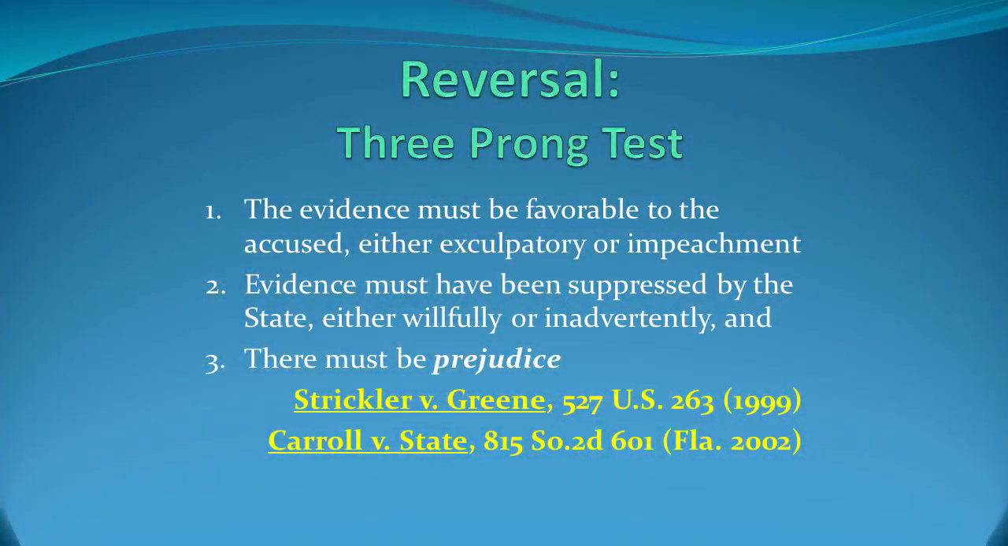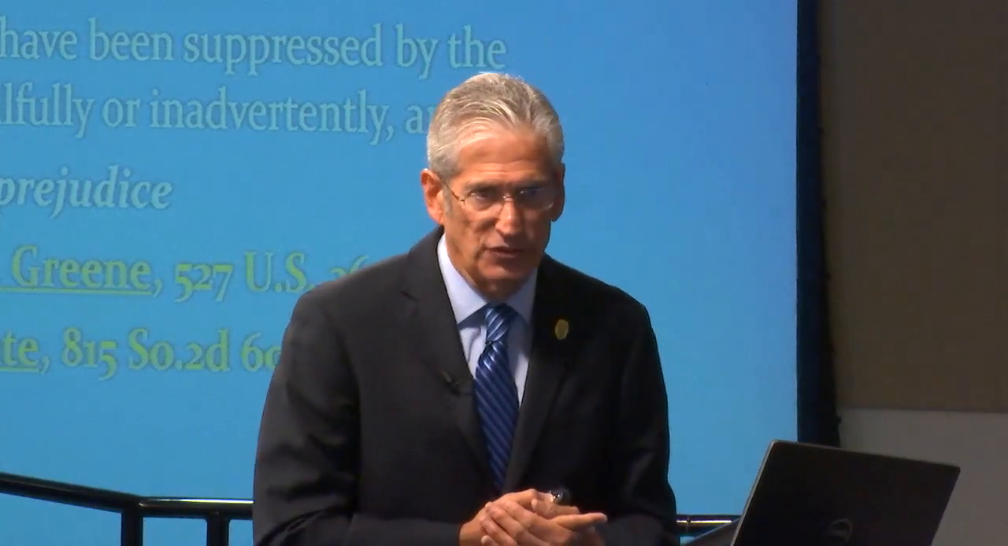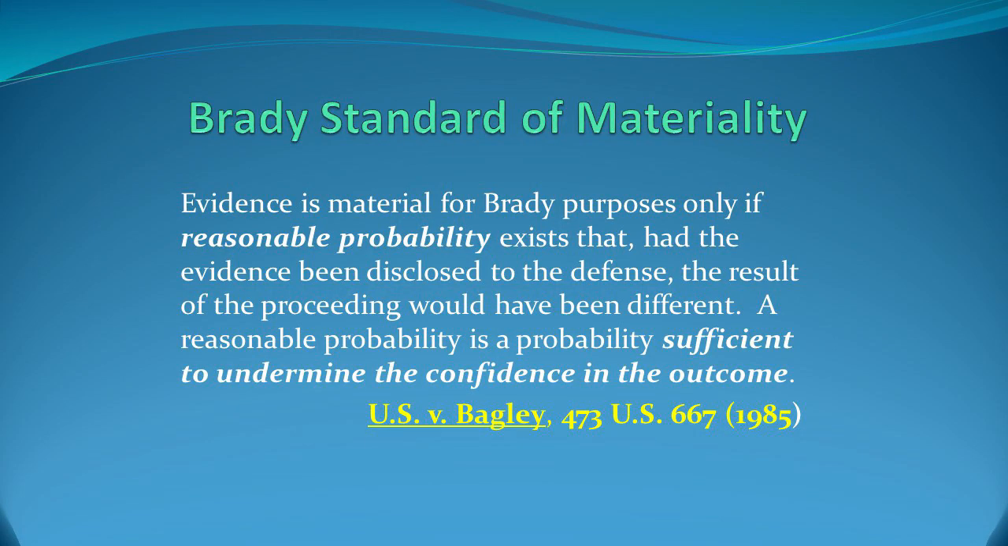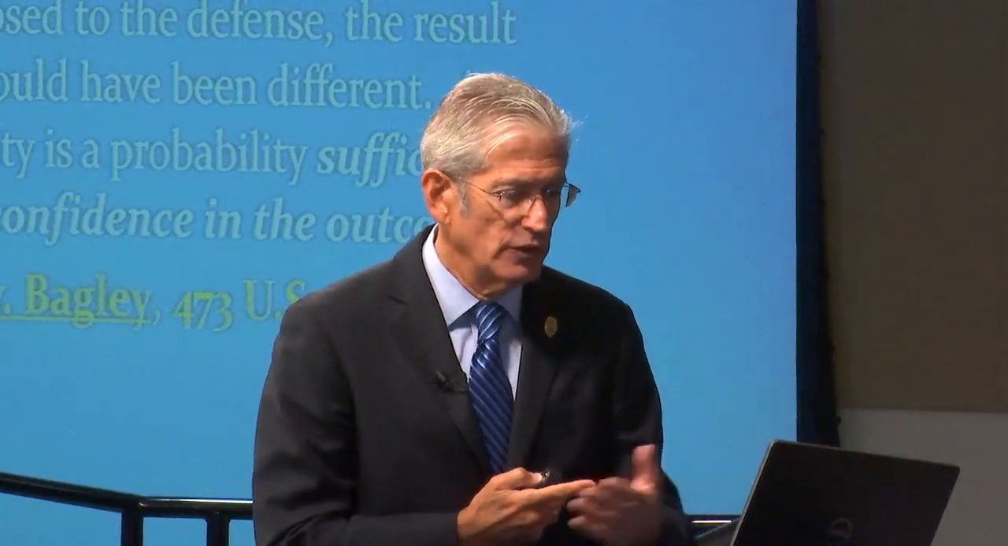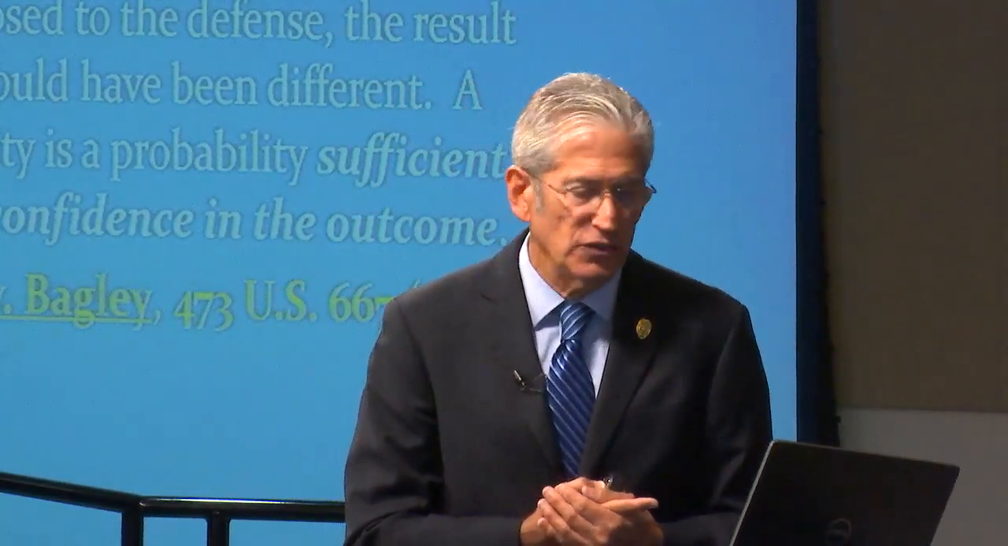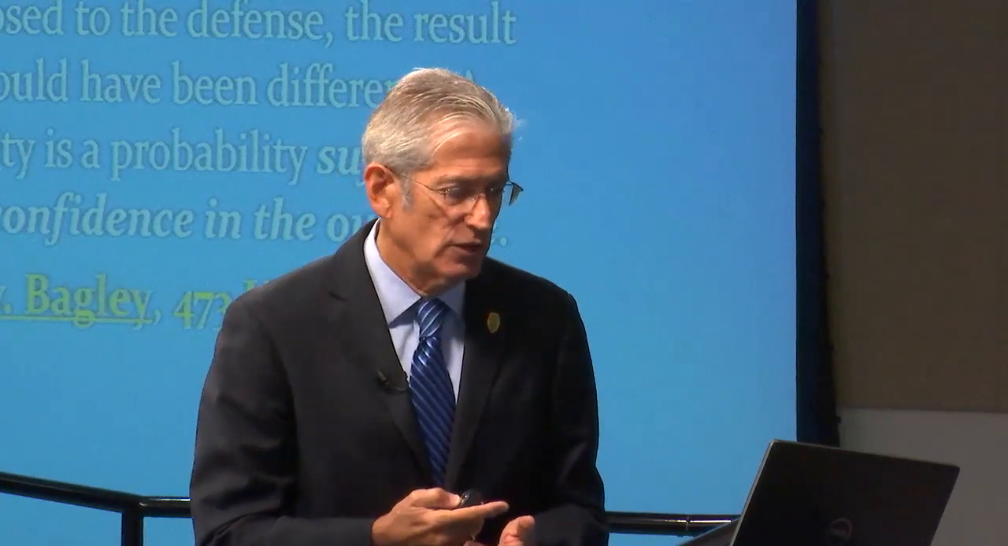There are three prongs to both Brady and Giglio. The evidence must be favorable to the accused, either exculpatory or impeachment. The evidence must have been suppressed by the state, either willfully or unintentionally, and there must be prejudice. Okay, those are the three prongs. Now, evidence is material for Brady purposes only if there's a reasonable probability that, had the evidence been disclosed to the defense, the result of the proceeding would have been different. A reasonable probability, according to U.S. v. Bagley, a U.S. Supreme Court case, is a probability sufficient to undermine confidence in the outcome.